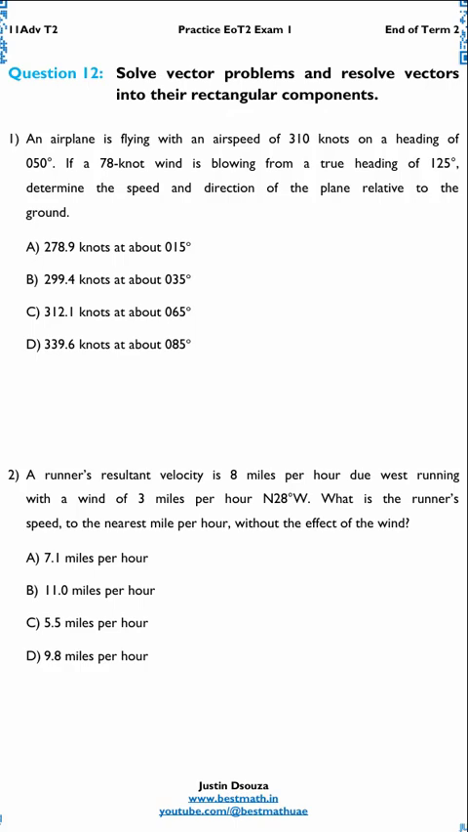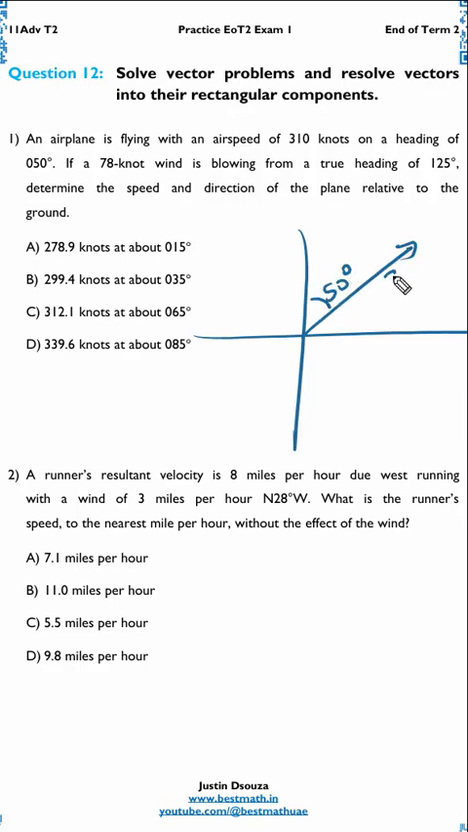Here we have some interesting problems. An airplane is flying with an airspeed of 310 knots on a heading of 50 degrees. 050 means it's from north. Now imagine that's 50 degrees. And this is the plane, which is 310 knots. And a wind of 78 knots is blowing from a true heading. True heading means from the north, 125 degrees. This much is 90, something like this, 125. And this is the wind, that is 78 knots.